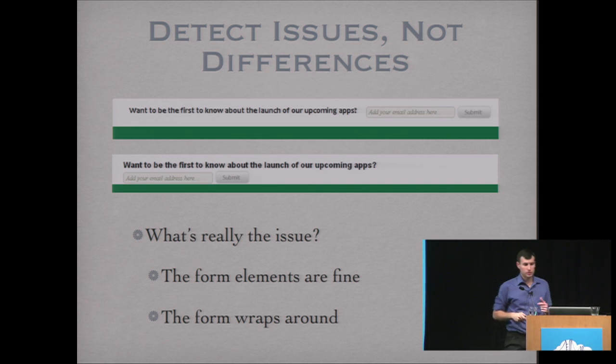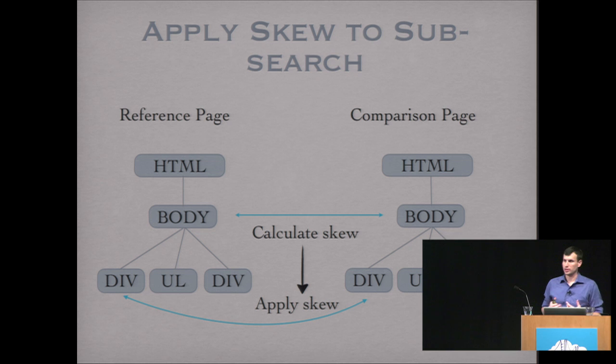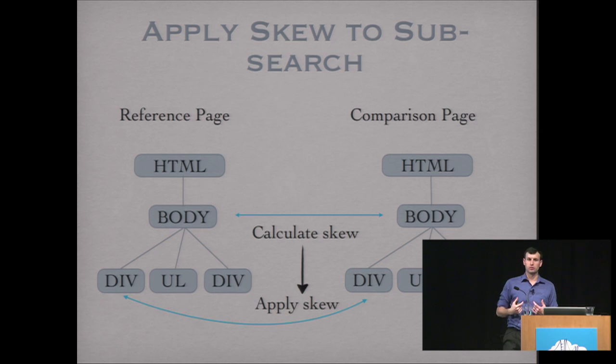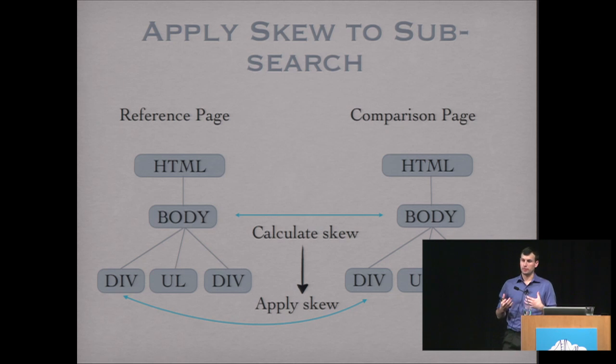So this is where the containment hierarchy portion of depth-first search works out for us. What we can do is calculate a skew. When we do the sub-search and recurse here, we can push that skew down to the next level, and it'll allow us to effectively normalize the origin for the root node. Then we can start comparing from there as if there was never an issue to begin with.